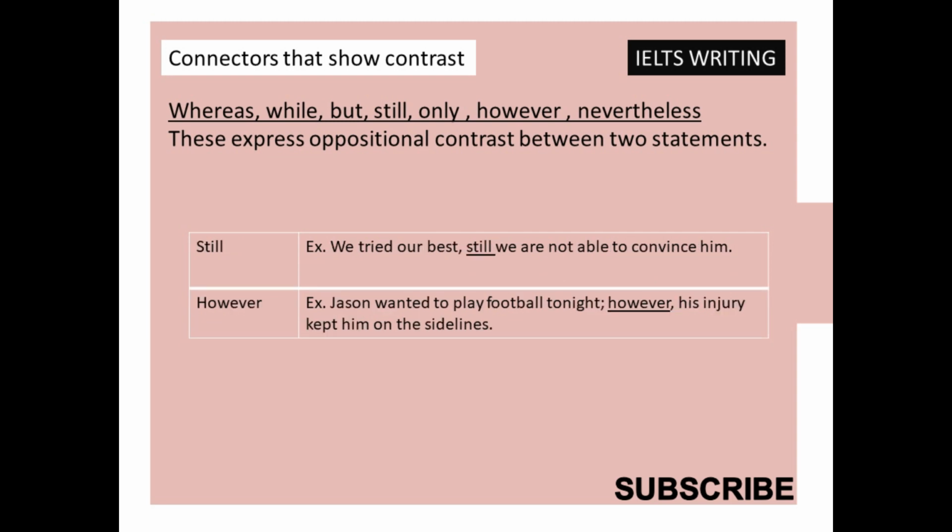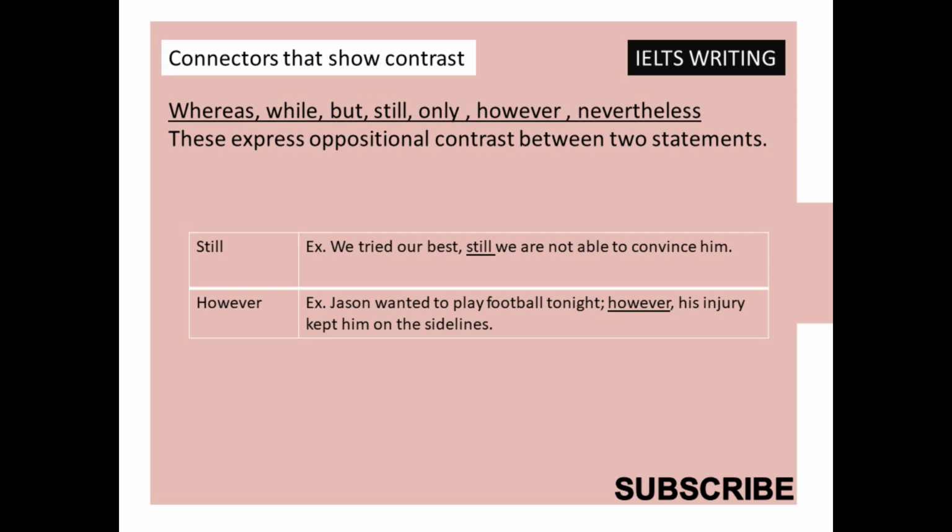Still we use as a conjunction or connector whenever we want to say that something started in the past but has not yet come to an end. Like we tried our best, still we are not able to convince him. So something happened in the past but still we are not able to convince him.